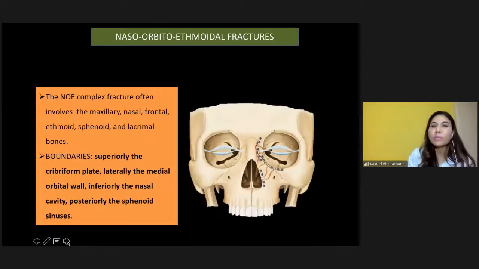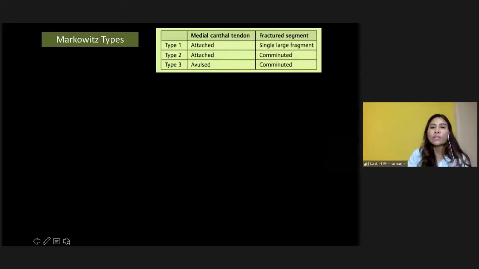As I have already mentioned, the NOE, that is the naso-orbito-ethmoidal fractures, are very complex fractures because they involve the whole of the medial part of the orbits. It involves all 6 bones: the maxilla, nasal, frontal, ethmoid, sphenoid, and lacrimal bone. Here the superior boundary is the cribriform plate. The inferior, you can see, goes medially up to the sphenoid sinuses and also involves the nose. So these are really dangerous fractures, and very nicely classified by Markowitz into 3 types.